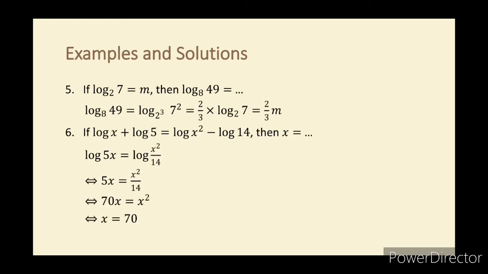Number 5. If log to the base 2 of 7 equals m, then log to the base 8 of 49 equals log to the base 2 raised to 3 of 7 raised to 2 equals 2 over 3 times log to the base 2 of 7 equals 2 over 3 m.